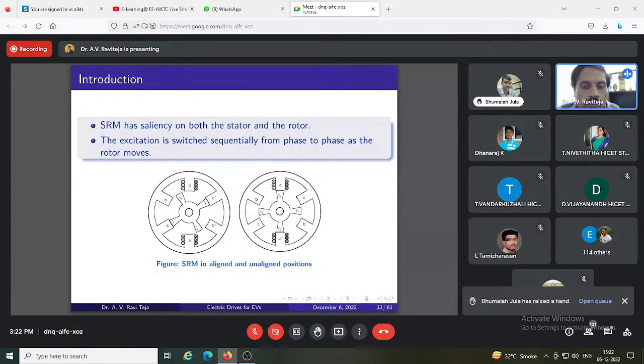Similarly, when R2 is completely out, in the left side figure, the air gap is high, the maximum air gap. So when the air gap is high, the inductance is minimum. And when R2 is trying to align with respect to the A phase, the inductance is changing from minimum to maximum. When it has fully aligned, the inductance becomes maximum.